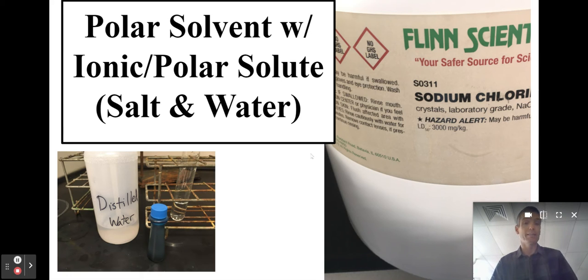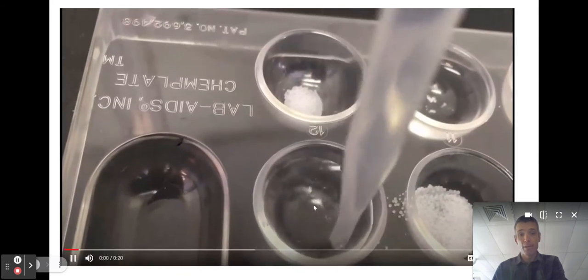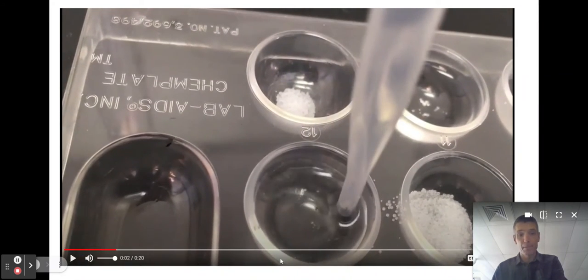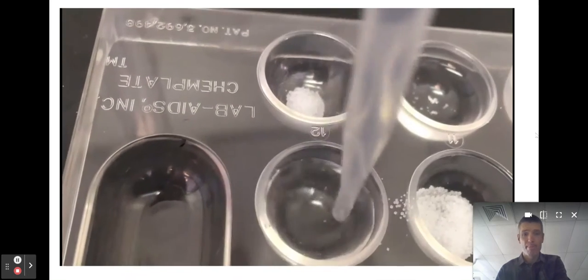This is a polar solvent with an ionic or polar solute. This is water and salt. I'd already added some salt to the water. This is hexane up here. You can see there's a little bit of salt there. I want you to watch all of this video. It's 20 seconds long. Stirred it up. There, it's gone.